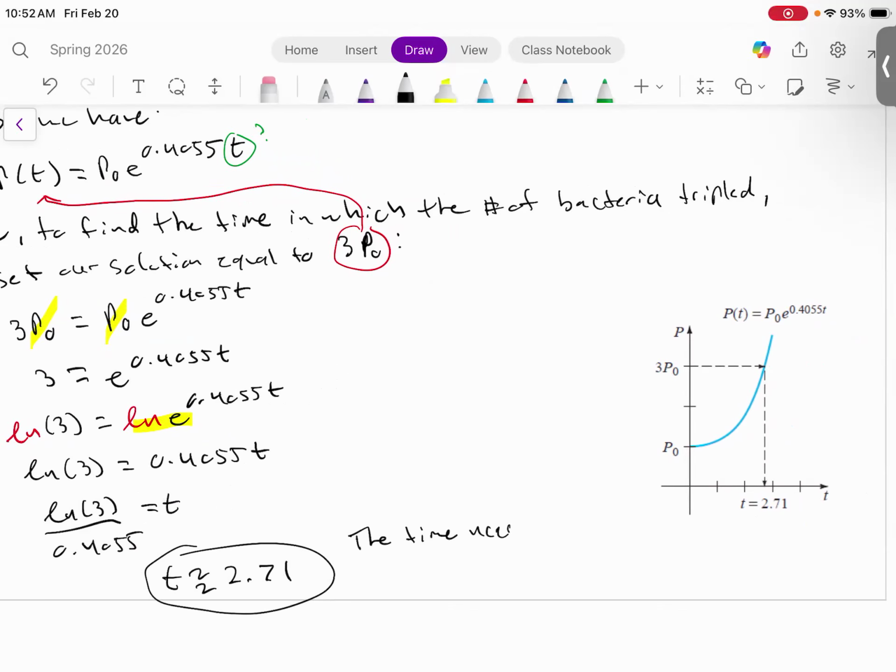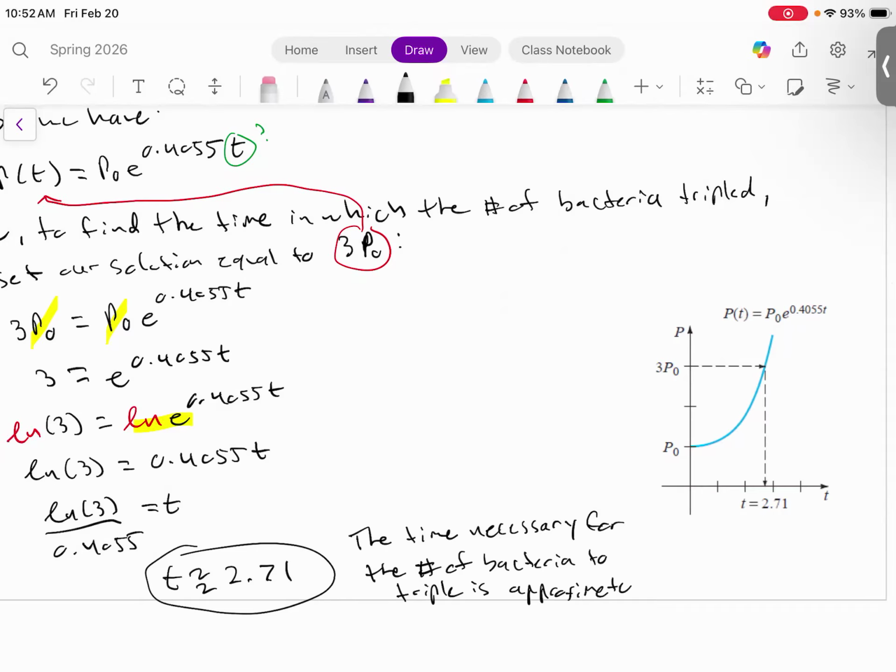So the time necessary for the number of bacteria to triple is approximately 2.71 hours. All right, so that is the time it takes for our population of bacteria to triple.